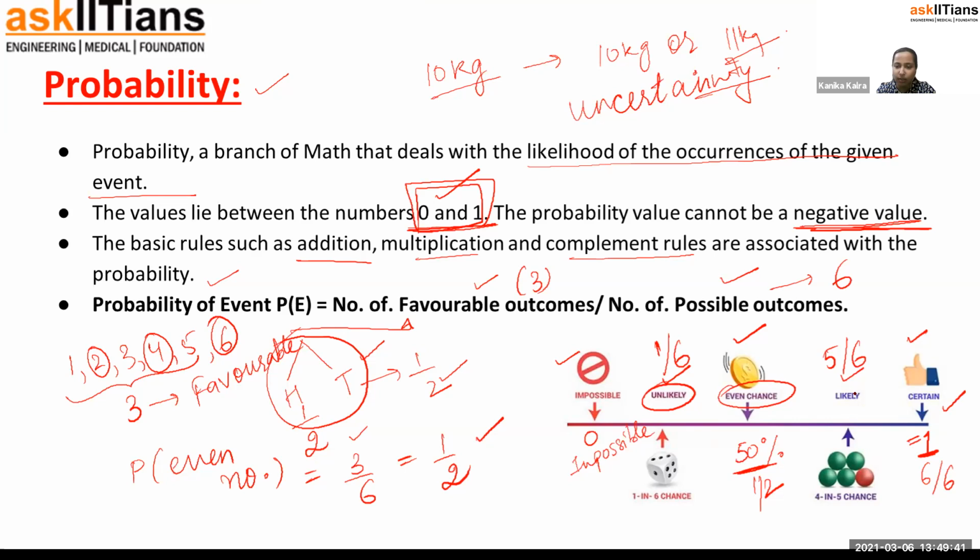If we talk about the percentage in this, impossible event is 0%. Then this would be 25%. This would be 50%. This would be 75%. And this would be 100%. So these are the possibilities. And this is how you explain the probability with this diagram. Got it? Let's move further.